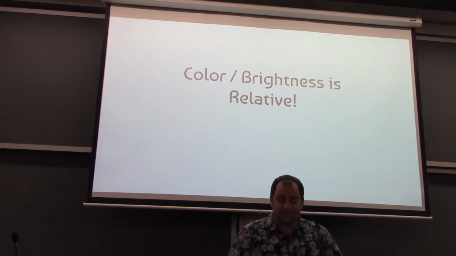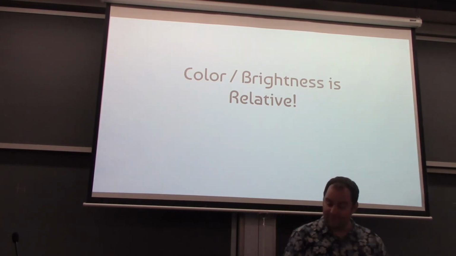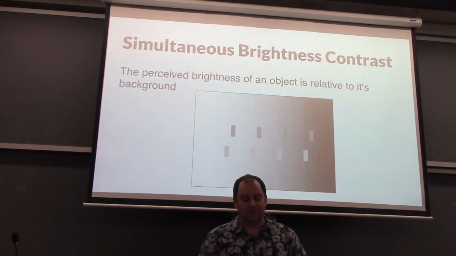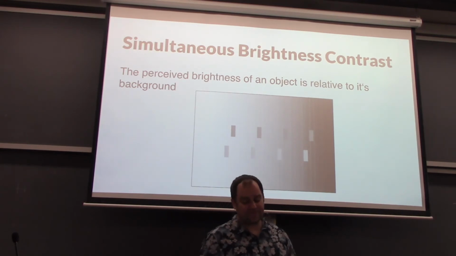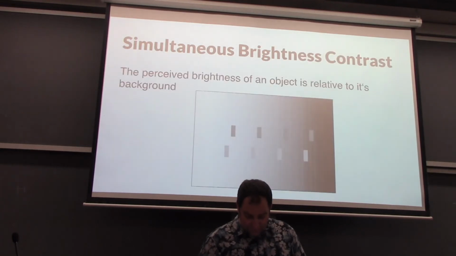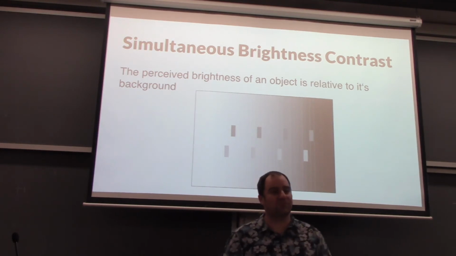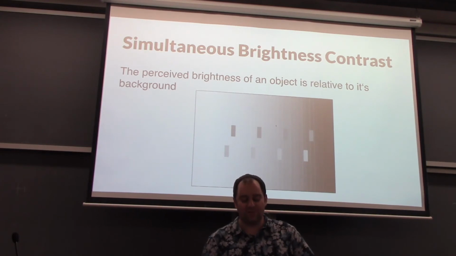Okay, so next I'll be talking about how color brightness is relative. We don't have an absolute perception of color. There's the thing with simultaneous brightness contrast. The perceived brightness of an object is always relative to its background. All of these blocks here are the same shade of gray, but we perceive them to be different because they're against different backgrounds.